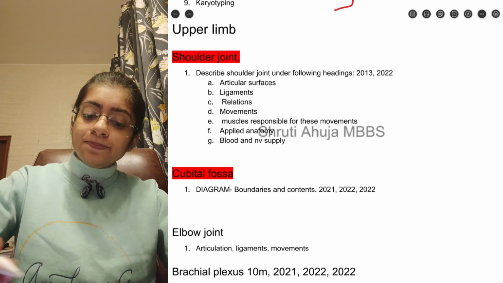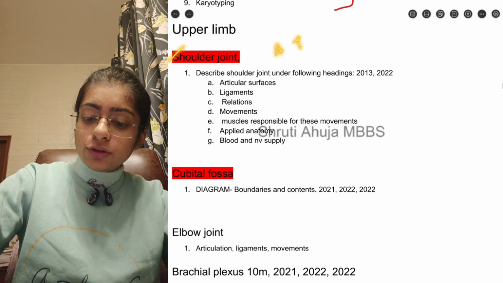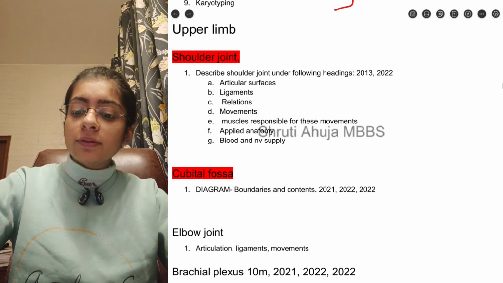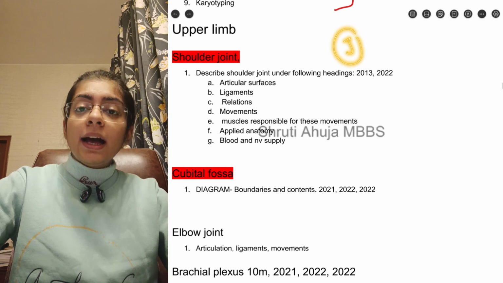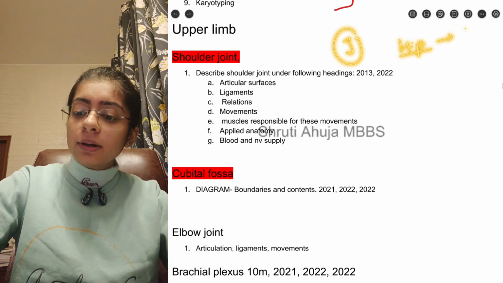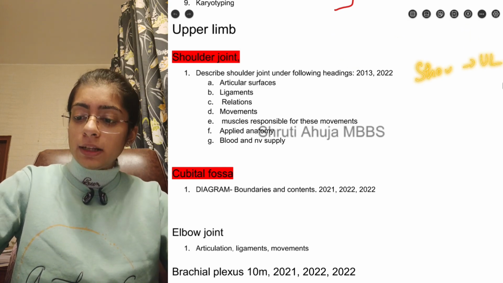So first of all, there is always a question from joints. In sent-ups and your final exams as well, you will get a question from joints, and that joint can be your hip joint from the lower limb or your shoulder joint from the upper limb.